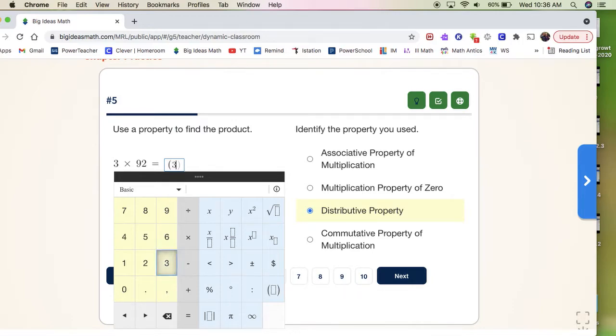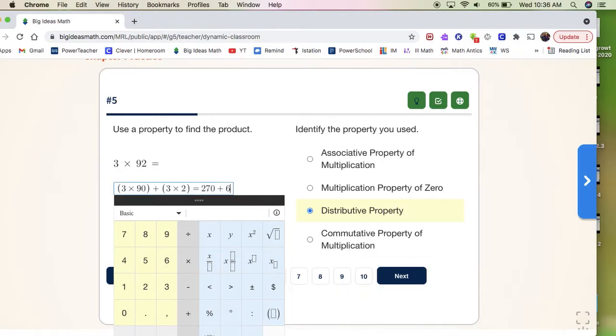So 3 times 90 plus 3 times 2 equals, okay, see, I broke the 92 up into 90 and 2. So 3 times 90 is 270. And 3 times 2 is 6. If we add those together, we get 276.